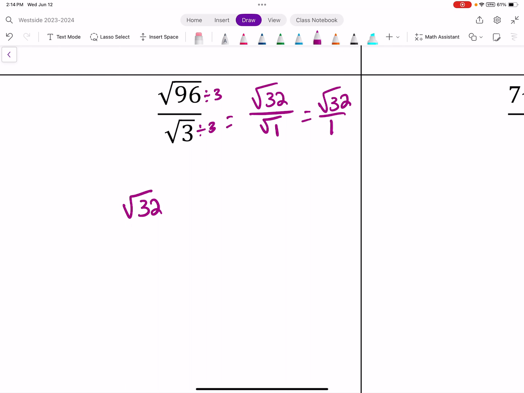And so we always want to break it up. Your final answer for any problem should not have a perfect square factor under the radical. And so what we're going to do is break this into radical 16 and radical 2, so that my final answer would become 4 square root of 2.